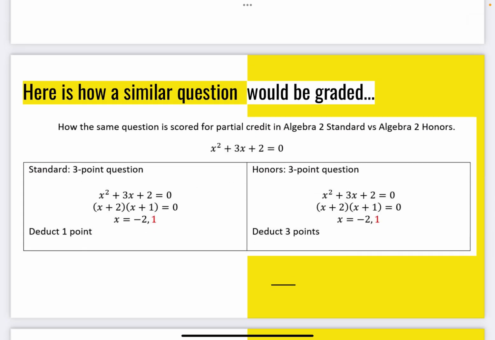Just an example of how a simple solving by factoring problem or equation would be graded differently. So the correct answer should have been -2 and -1. And in either case, the kid put -2 and 1. So in CP, it might be -1 or 2 points, probably -1. But at the honors level, it's completely wrong because it's a very simple problem and it shouldn't be wrong.